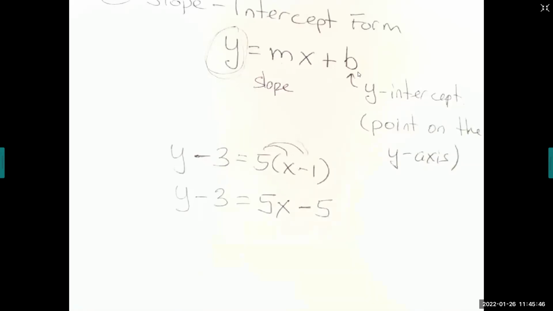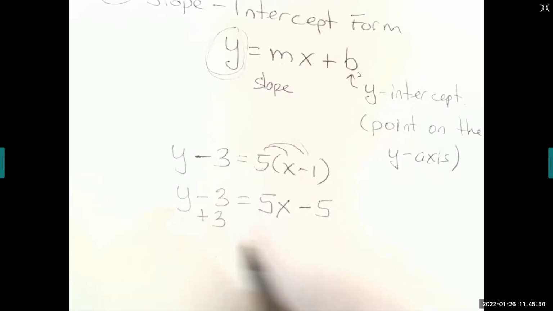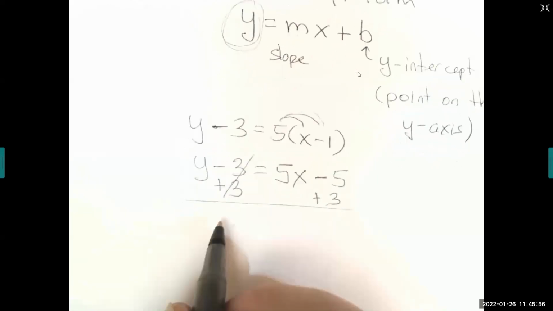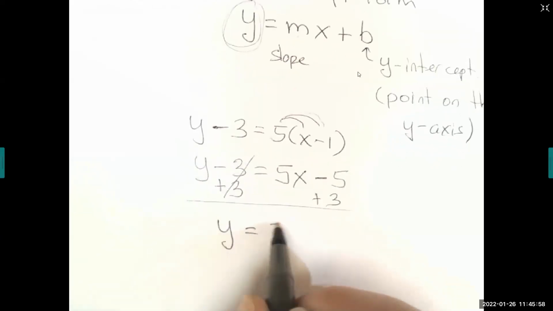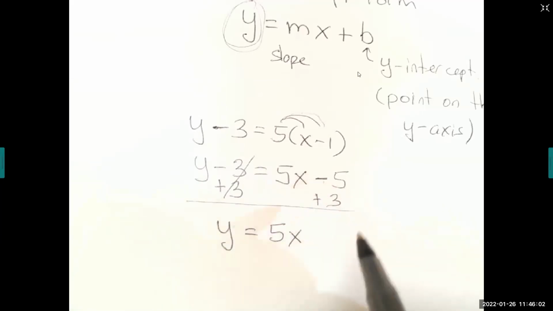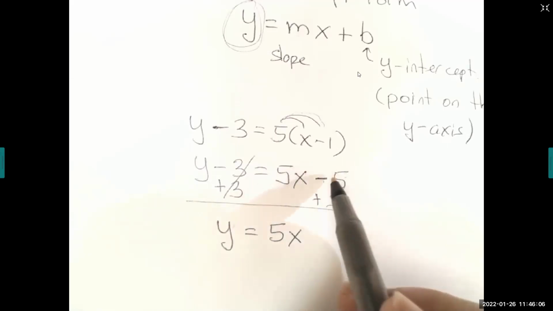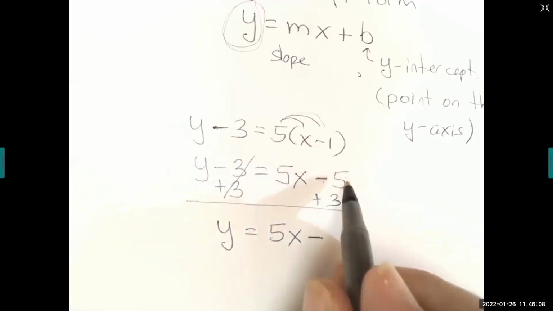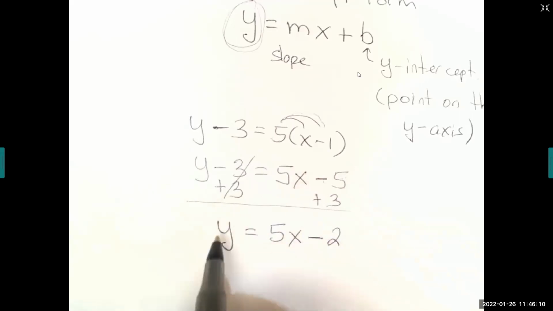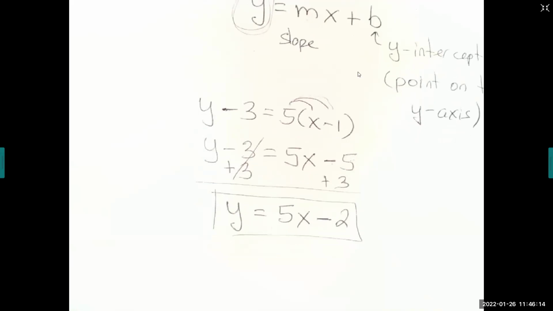Okay, and now we do it. To get y by itself, we get rid of the 3. So we add 3 to both sides. Y equals 5x. Negative and a positive. Since the signs are different, since 5 is bigger than 3, the answer is going to be negative. 5 minus 3 is 2. So here's your slope-intercept form.